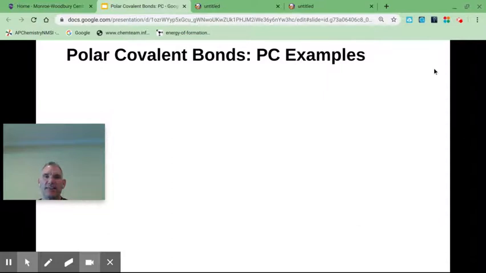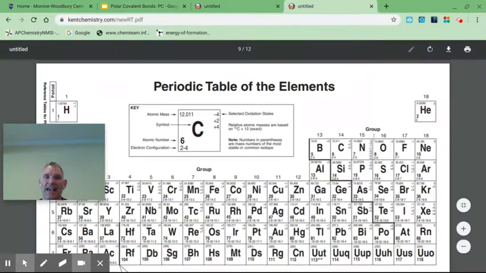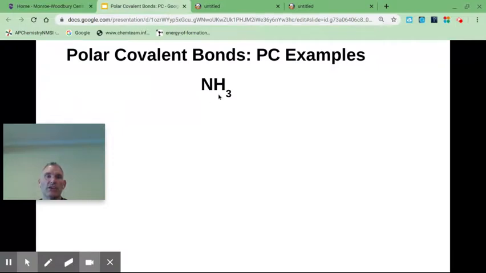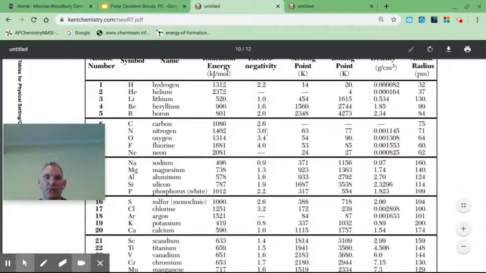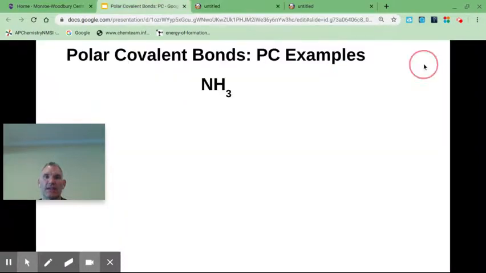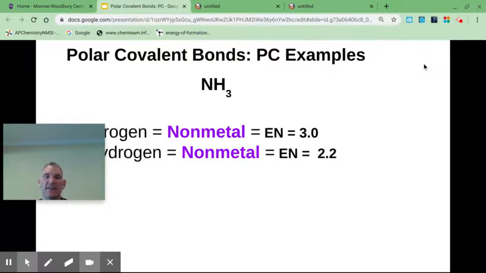The last example that we're going to look at is NH3. Again, N is on the top right, H is on the top left, they're both nonmetals. When I go to table S, N has a value of 3.0. H has a value of 2.2. So I have my two nonmetals, 3.0 and 2.2. That's going to give me a difference of 0.8. 0.8 also falls in that range for polar covalent.